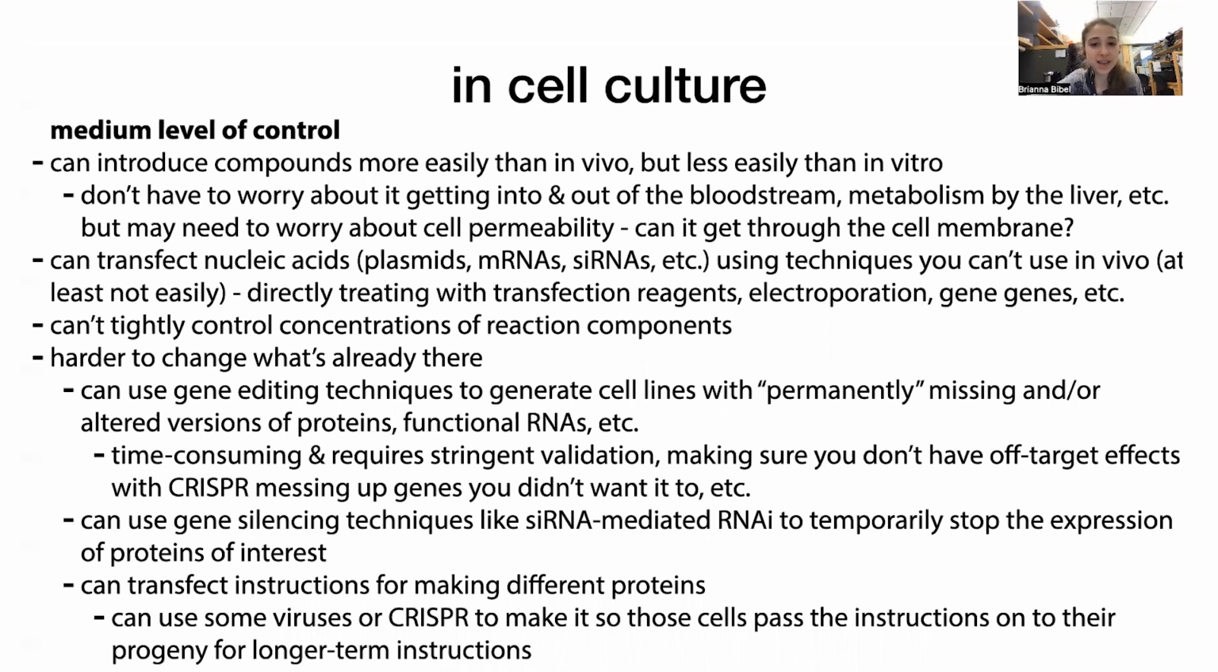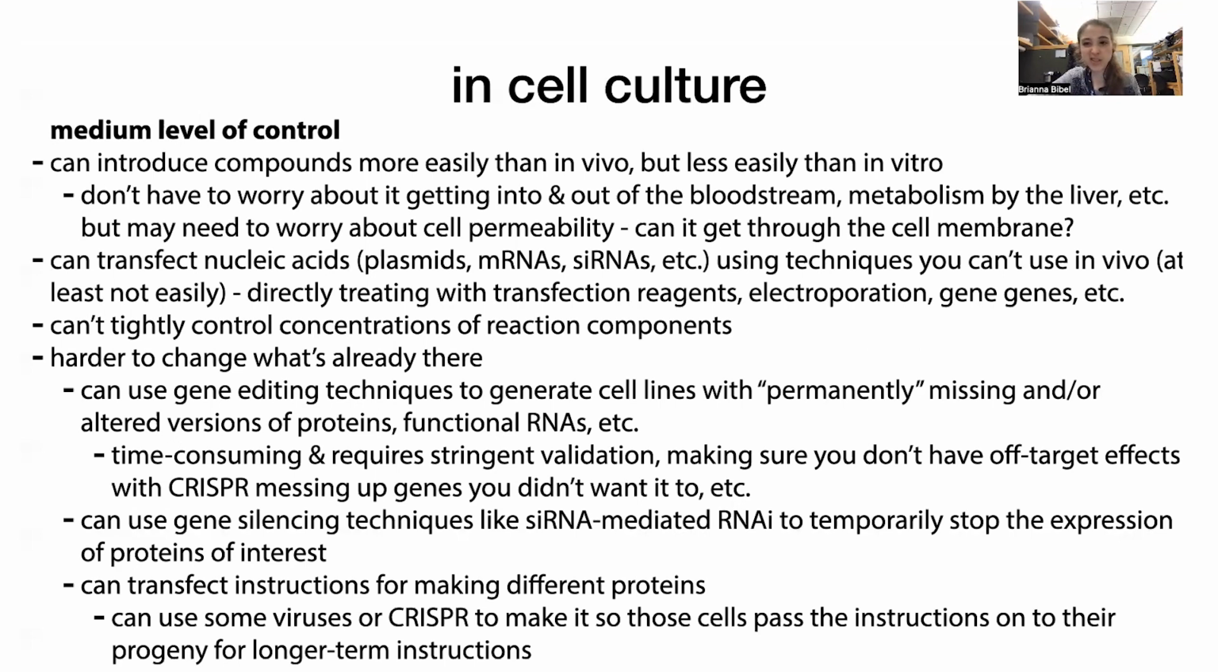But if it gets changed by the liver, then it's going to be different when it gets to the cells, if it even gets to the cells. And if it even gets to the cells, then you have to worry about the cell permeability. Can it get through the cell membrane? So in cell culture, you don't have to worry about all that liver stuff, all of that bloodstream stuff, but you do need to worry about the cell permeability, which you didn't need to worry about when we were talking about in vitro. So you can transfect nucleic acids.